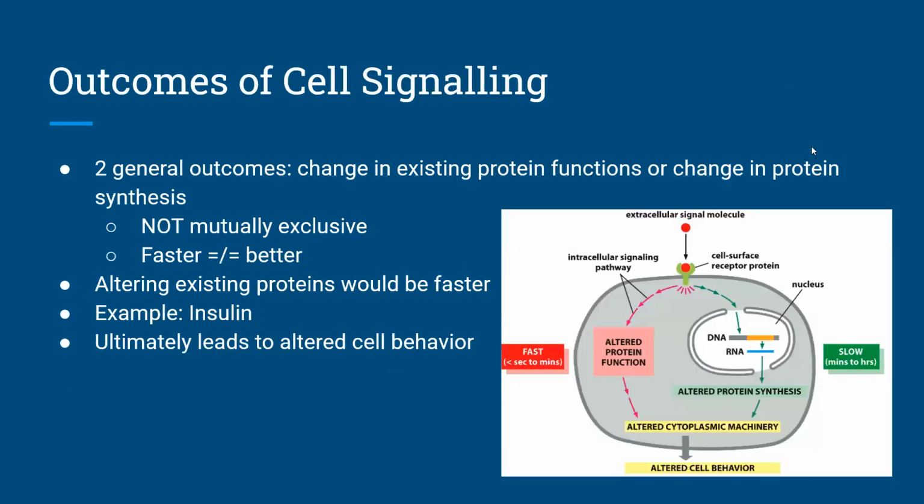Next we have outcomes of cell signaling. She went over this in class too. There are two outcomes: change in protein function or change in protein synthesis. The main thing to know is that they're not mutually exclusive, and that while a change in protein function is faster, sometimes the cell doesn't need it to be just faster, but also needs protein synthesis to have a more lasting effect. Insulin's a really good example of this. I believe she talked about it pretty extensively in the video too. Both outcomes, as you can see in the chart, just lead to altered cell behavior. And that's basically it for this part.